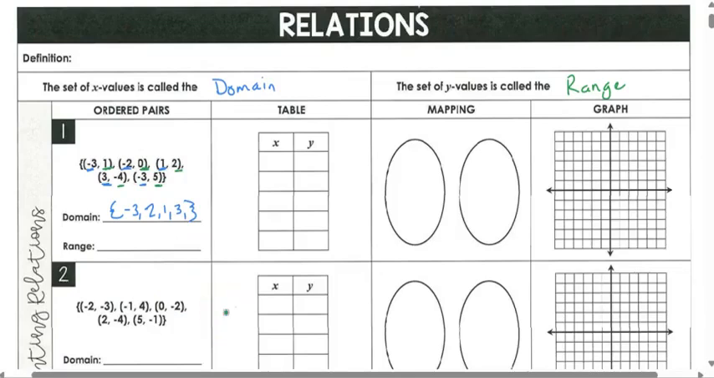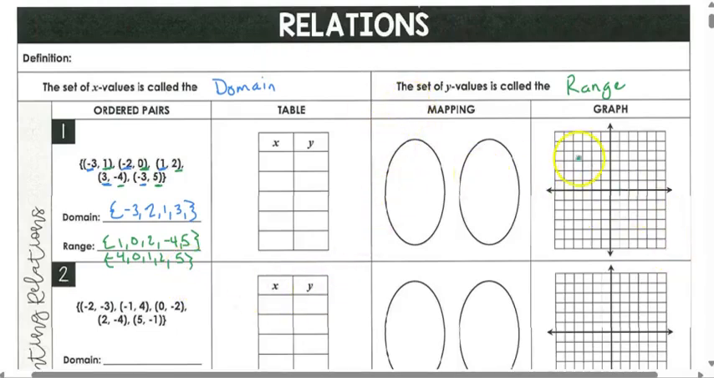And the range is all the y values. So again, I'm going to make my little bracket. I have 1, 0, 2, -4, and 5, and then I close my bracket. A lot of times, you'll see this rearranged into number order. So I would start with -4 and then go 0, 1, 2, 5. We just write them in order from least to greatest.